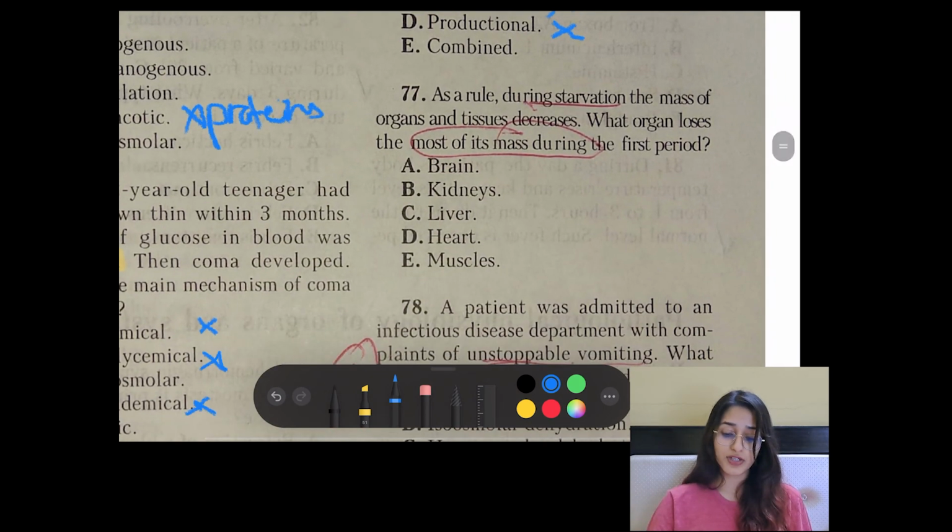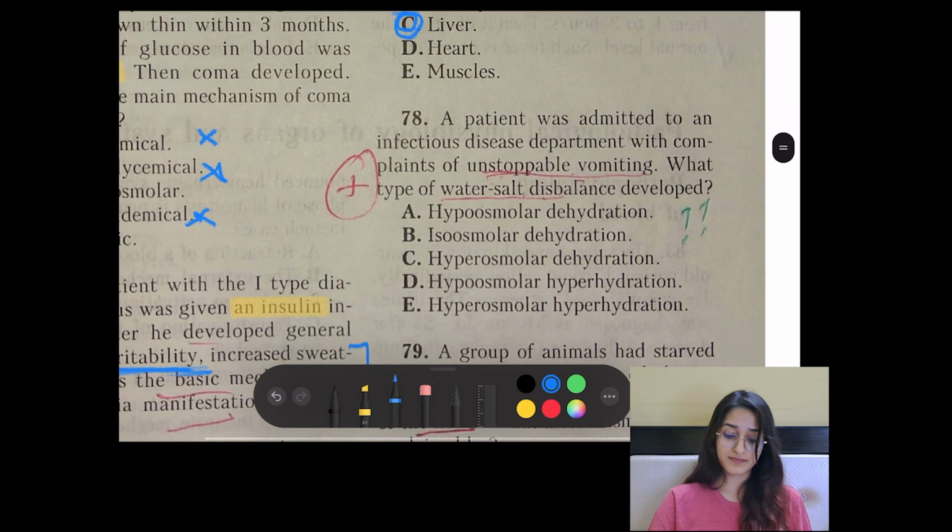As a rule, during starvation, the mass of organs and tissues decreases. What organ loses most of its mass during the first period? So during the first period, the carbohydrates are utilized, and the major organ for storage of carbohydrate is the liver. You just have to remember it like this. It will be easier.